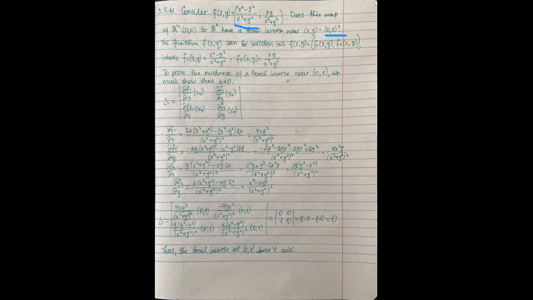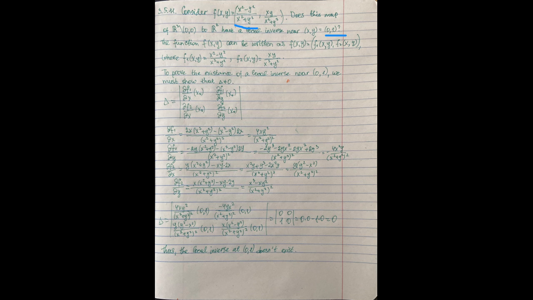Problem 3.5.11 asks to consider the function f of x, y, which is equal to x squared minus y squared over x squared plus y squared, comma, xy over x squared plus y squared. The question is, does this map from the plane, at 0, 0, have a local inverse near the point 0, 1?